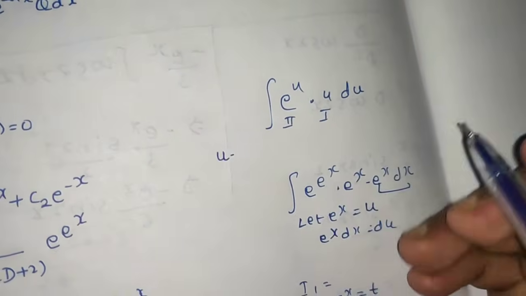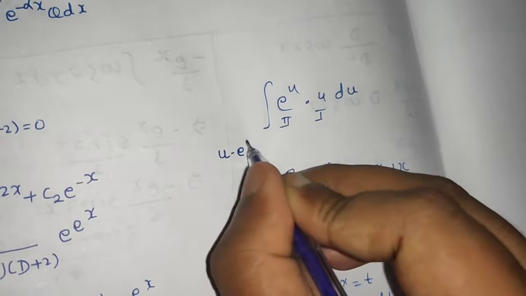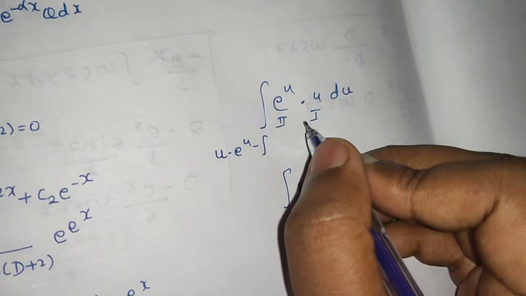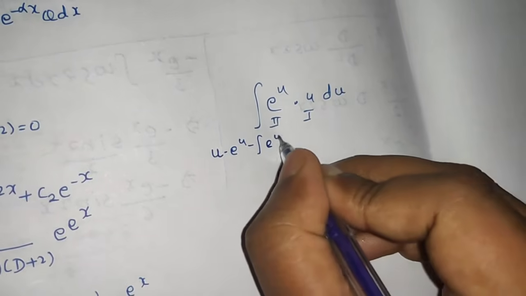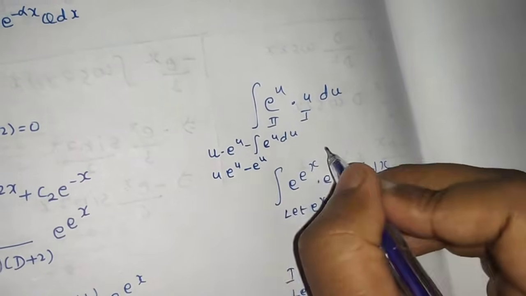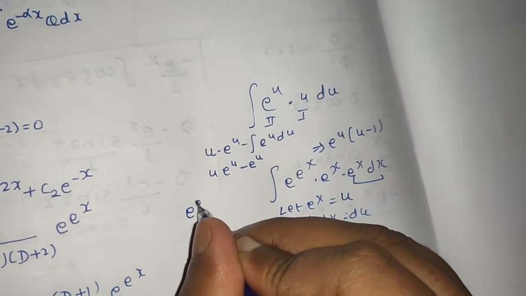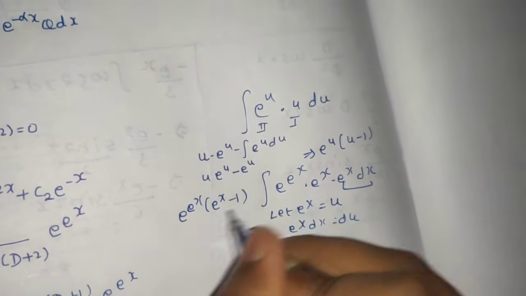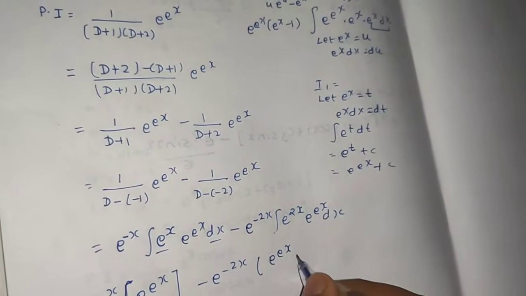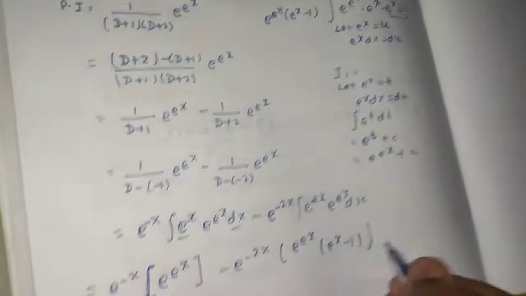Let's do the by parts first, then we'll write the value of u. First function as it is, integration of second function, minus integral of derivative of first function, which is 1, into integration of e power u, which is e power u, du. So u e power u minus e power u, this is what you are getting. So e power u into (u minus 1), and what was your u? It was e power x. So you are getting e power x, and inside you are getting e power x minus 1.